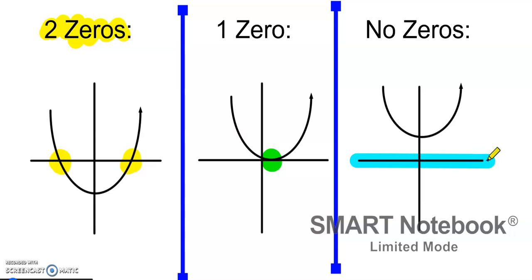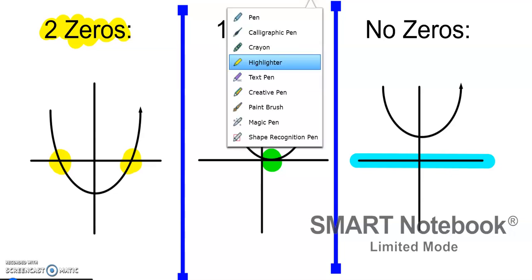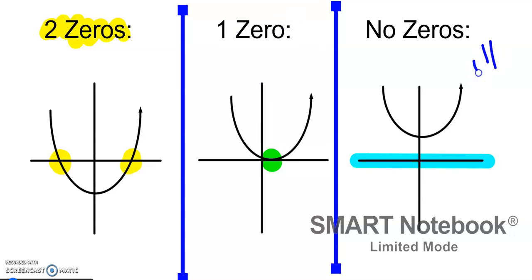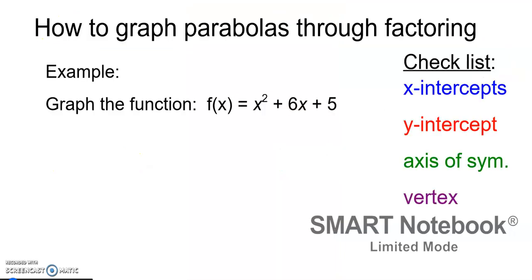So if you're given a graph and they say, okay, how many zeros does this function have? All you need to look for is how many times it goes through the x-axis. If it goes through it twice, it has 2 zeros. If it goes through it once, it has 1 zero. If it doesn't go through the x-axis at all, it has no zeros. And that is how to go from a zero to a hero. Hercules shout out there. So now let's talk about how to actually graph a parabola through factoring.